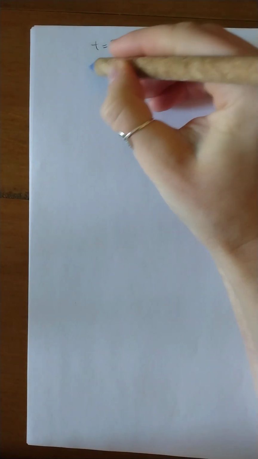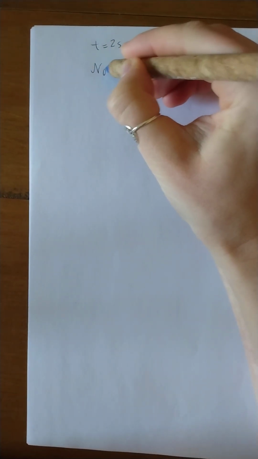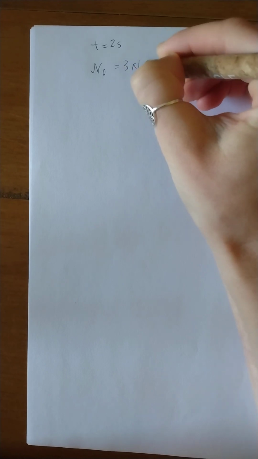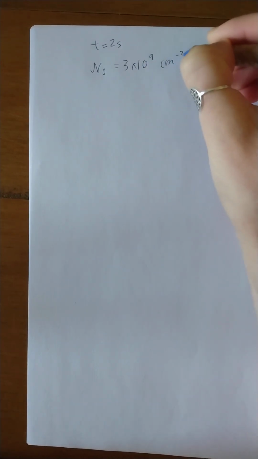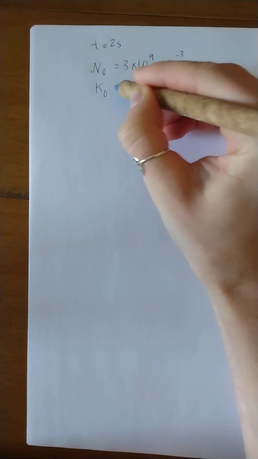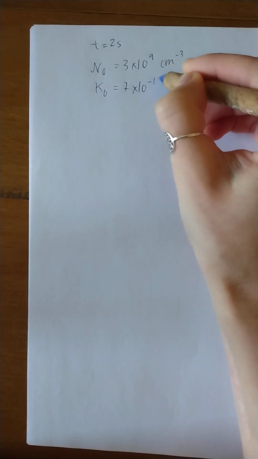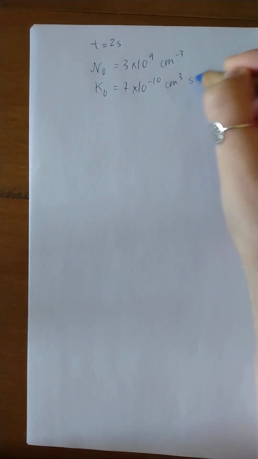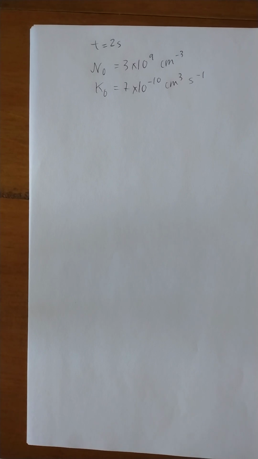Assume that the concentration leaving the cigarette is 3 × 10⁹ particles per cubic centimeter. So that's where we're starting, our initial number concentration. And the coagulation coefficient is 7 × 10⁻¹⁰ cubic centimeters per second. So we're looking for a factor, right? By what factor does the average particle size increase?